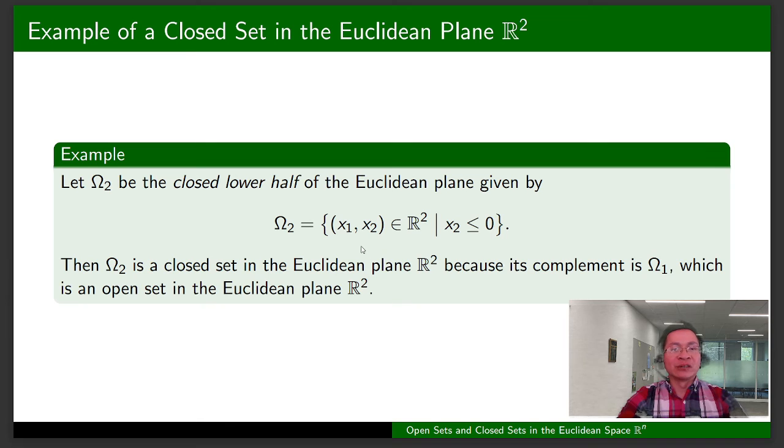Here is an example of a closed set in the Euclidean plane R2. Let omega 2 be the closed lower half of the Euclidean plane given by this formula. This is the set of all points in R2 such that the second component is less than or equal to 0. We can see that the complement of omega 2 is omega 1, which is an open set in the Euclidean plane R2. Here, omega 1 is the set we considered in the previous example. Therefore, omega 2 is a closed set in the Euclidean plane R2.